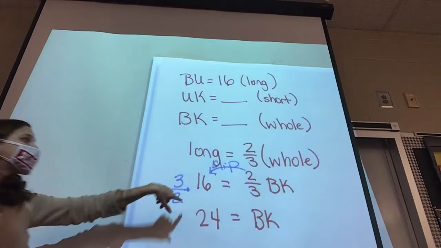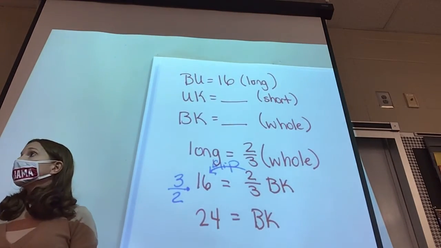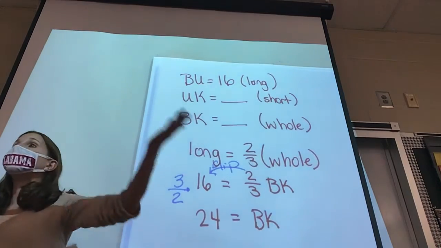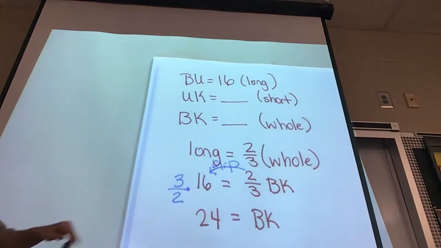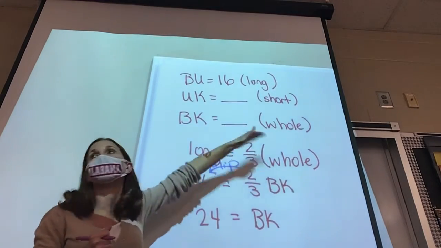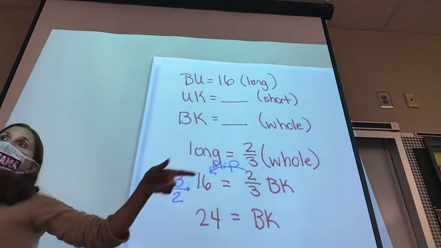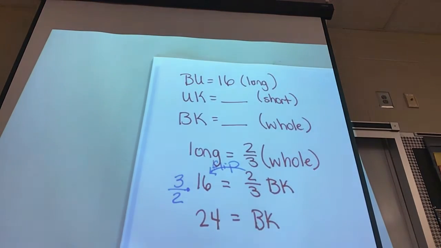But you've got to fill this in first. Some of you are refusing to fill this in. You are just immediately jumping into the problem. You're not writing long equals 2/3 times the whole, and you don't know where you're putting your pieces. You're just trying to plug them in the same way that I plugged them in a while ago. They don't all work that way.